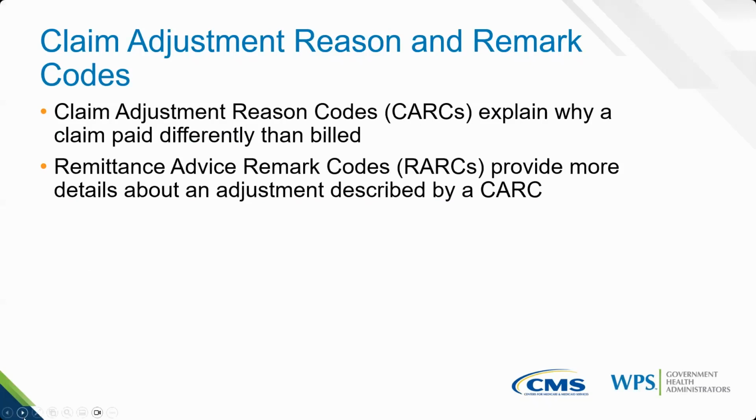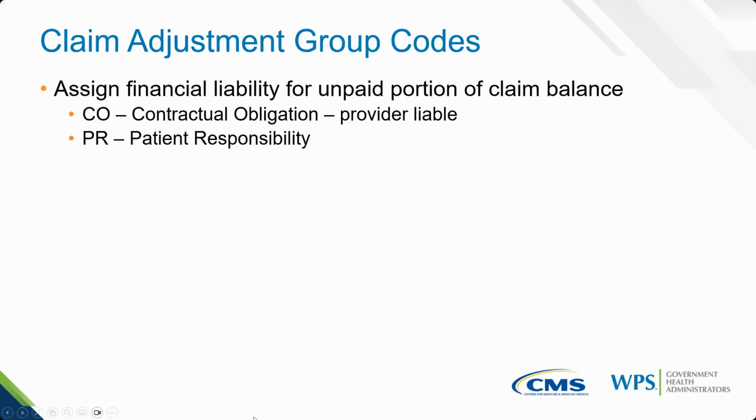Another type of code that appears on the remittance advice is a group code, and these convey the financial responsibility for any unpaid portion of a claim balance. So I talked about the CO earlier, contractual obligation. The provider is liable and can't bill the patient. A PR is patient responsibility. The patient is financially responsible for those services or charges for those services, any unpaid amounts.